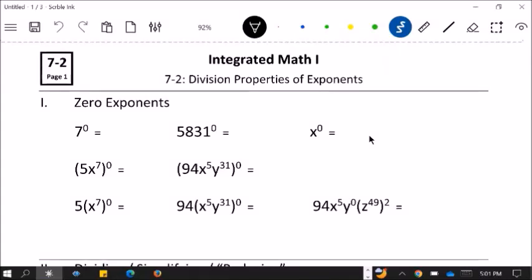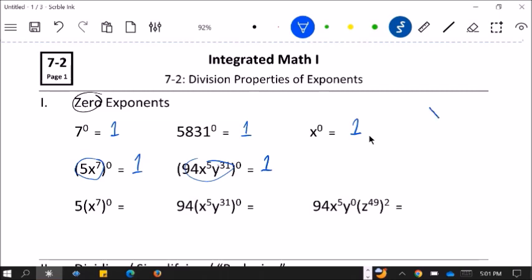Welcome. Let's look at exponents, and let's start with the exponent of 0. Anything raised to the 0 power is equal to 1. Anything. Here are examples of larger numbers, smaller numbers, a variable. If it's inside parentheses, this entire thing is raised to the power of 0. This entire thing is raised to the power of 0. It's 1.